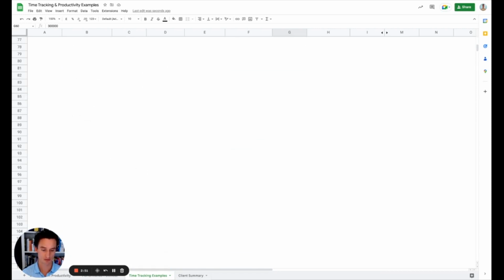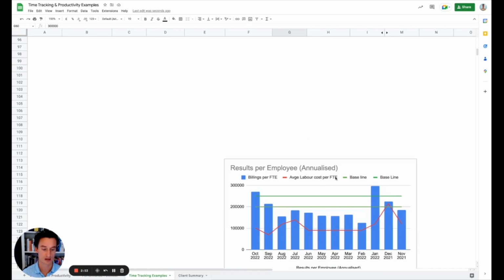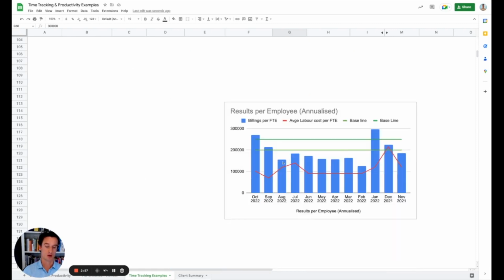I'll show you an example of how people might want to look at that. You can have a look at it over time in this example, where you track it month on month, and you can see the months where actually you're above your benchmark, you're above your baseline, you're knocking it out of the park. So you can see for October, for this example, we're 270 grand per full-time equivalent, which is fantastic.